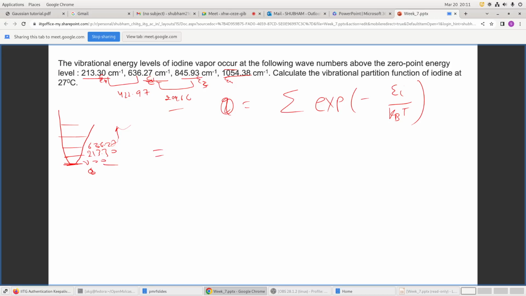So Q will be e to the power 0 plus e to the power minus E1 by kBT plus e to the power minus E2 by kBT. How many are there? 1, 2, 3, 4 and 1 ground state. e to the power minus E3 by kBT, e to the power minus E4 by kBT. Since the energy is given in per centimeter, we need to calculate kBT in per centimeter.